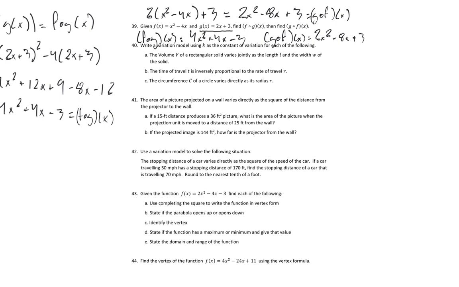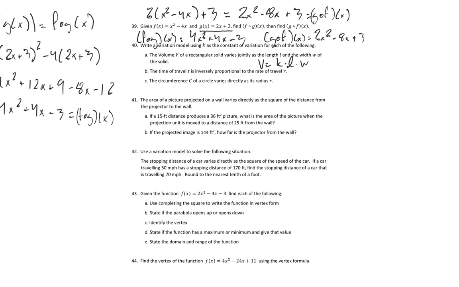So first part A, it says volume varies jointly with the length and width. So it's a rectangular solid, so the volume varying jointly with the length and width, well, that should be V equals K times L times W. And this is because we're saying the length and width vary. If the volume varies jointly with length and width, this means that it varies with both of them at the same time. So both of them being multiplied.